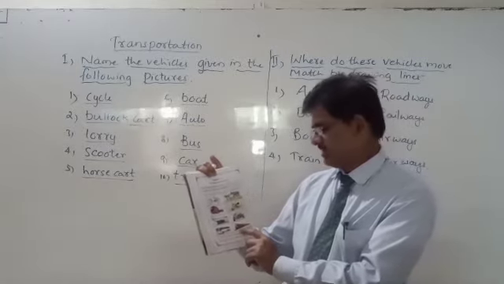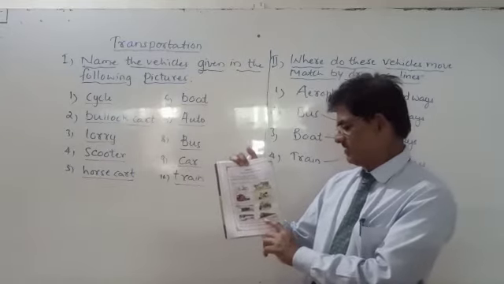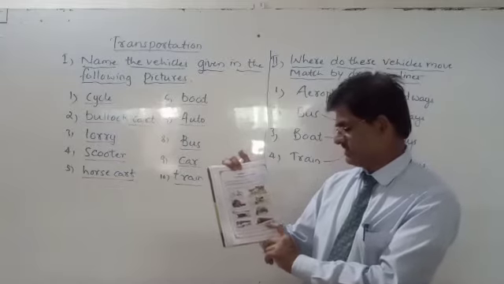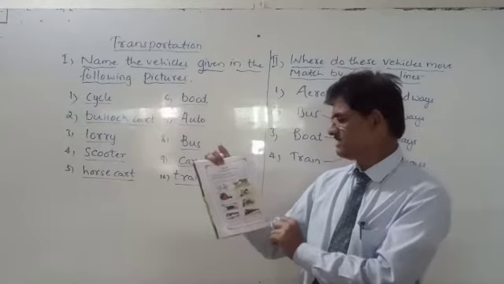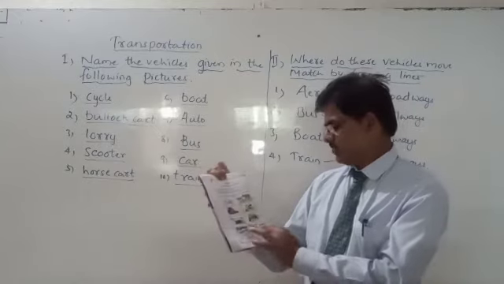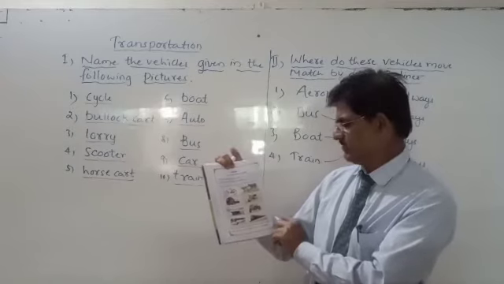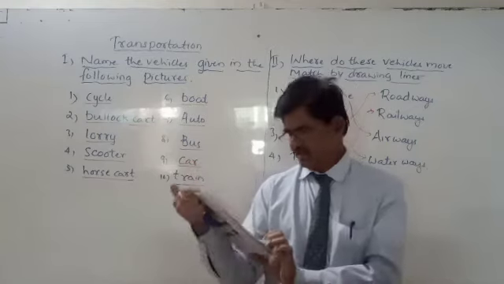Like this, train is used for long journeys, for any tours and travels. So these are all the vehicles, but the boat and train are not there in our place. Except boat and train, the rest of the vehicles are there in our place.